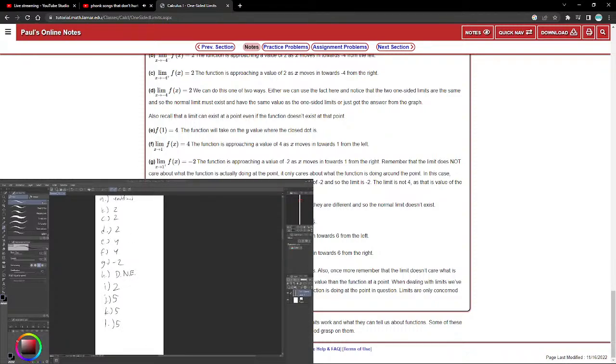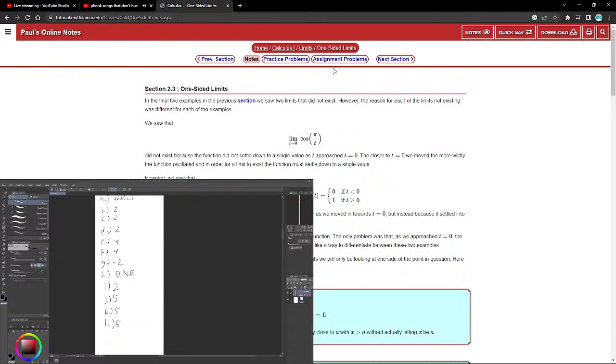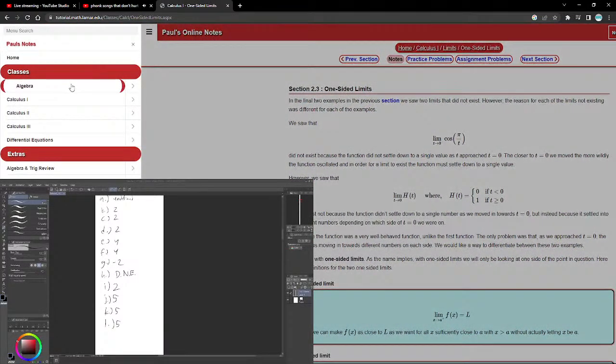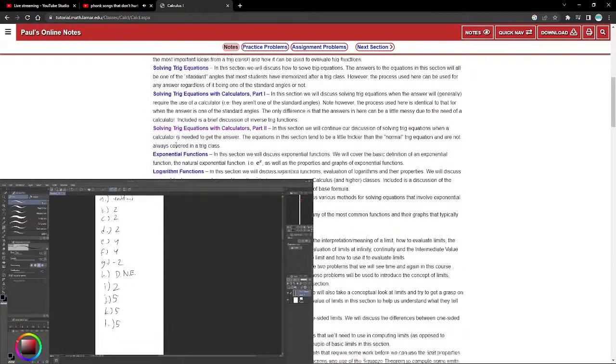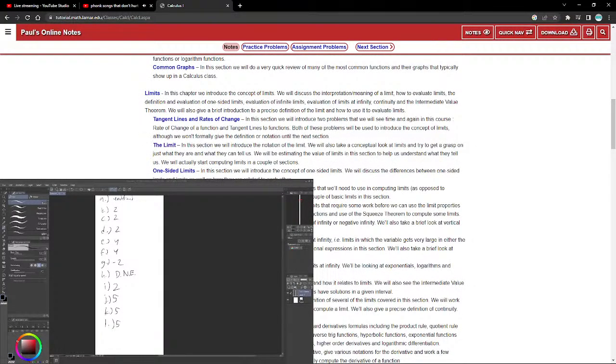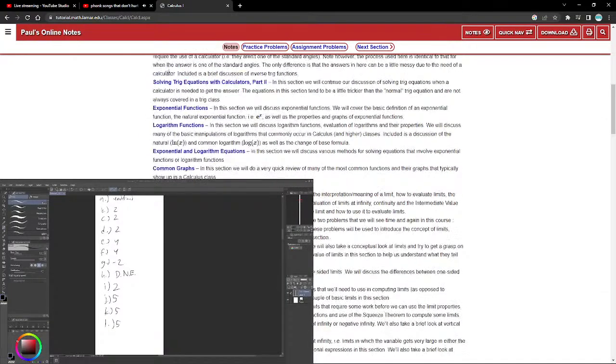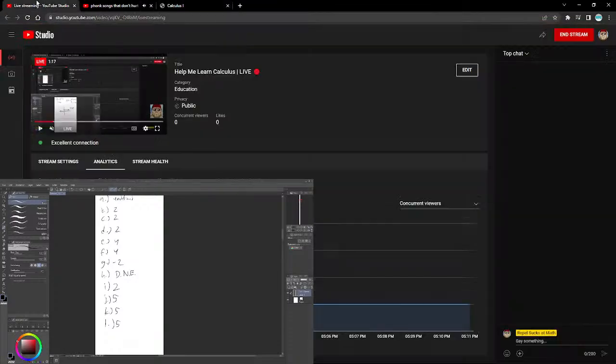Hopefully, over the last couple of sections, you've got an idea of how limits work and what they can tell us about functions. Some of these ideas will be important in later sections, so it's important that you have a good grasp on them. I think I understand limits pretty well. So far, there's still limit properties, computing, infinite limits, limits at infinity, continuity, all of that. But so far, I feel like I'm doing pretty well.